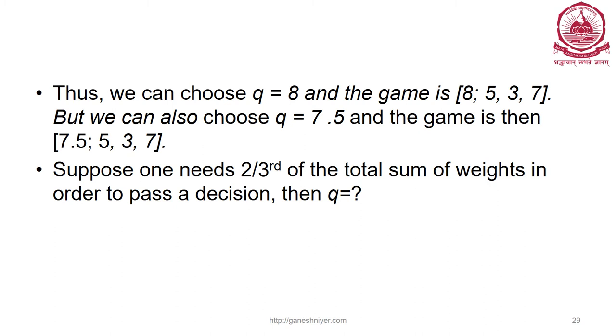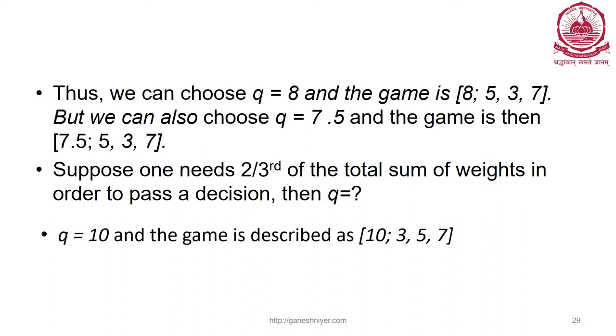So now suppose one needs 2/3 of the total sum of weights in order to pass a decision. What will be q? Naturally, 10. Because the total number of people is 15, 2/3 is 10. Simple.